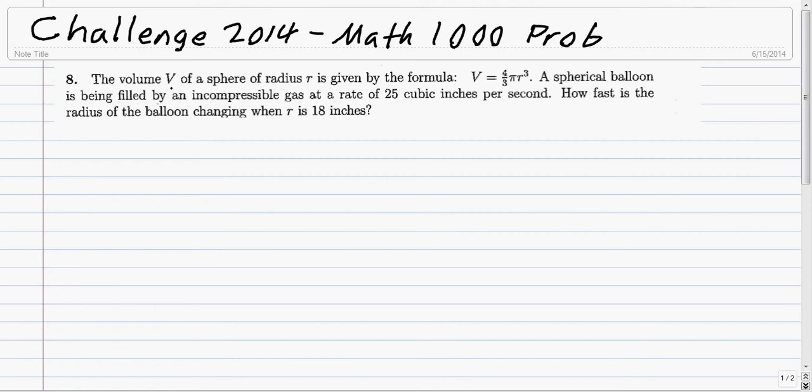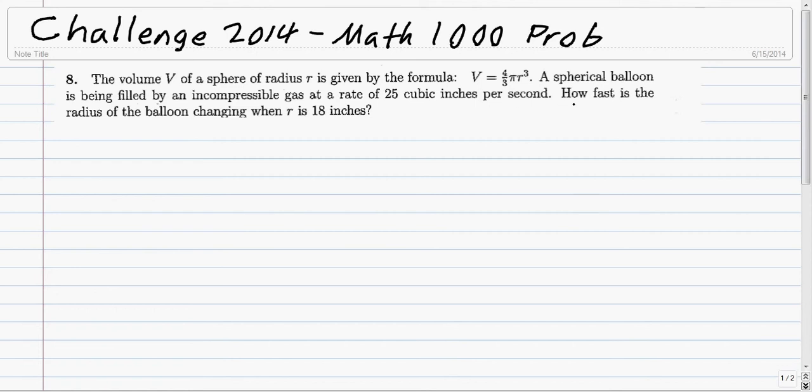The question starts out by describing to us the formula of a sphere, which is 4/3 pi r cubed. This given formula is just here to remind us what it is and giving us a hint as to what's going to be expected from the problem as we continue reading forth. So the question describes to us a balloon being filled up with gas at a rate of 25 cubic inches per second.